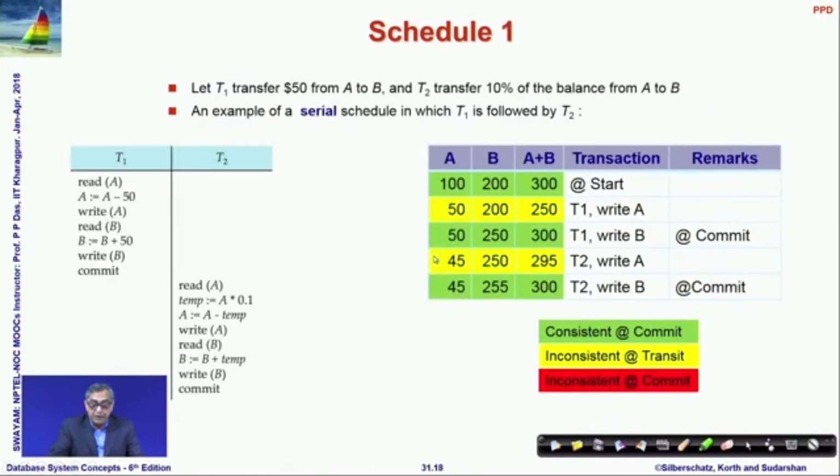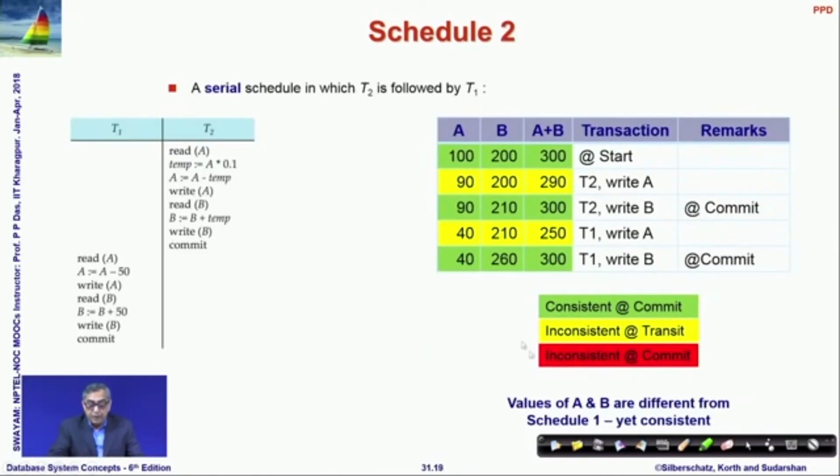In the previous schedule, the value was $45 and $255. These two are different, but both of them are actually correct. Both of them are consistent, because when things happen in this distributed manner, we have no control over whether first $50 should be debited and then 10% should be transferred, or whether first 10% should be transferred and $50 will be transferred after that. Either of that is a correct consistent state.